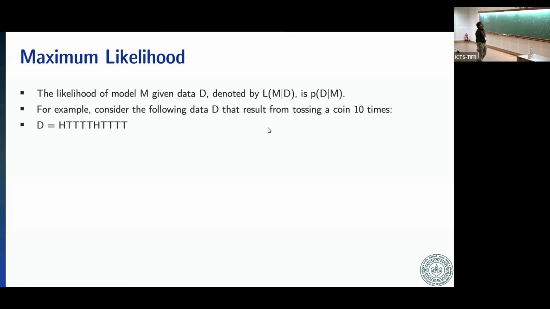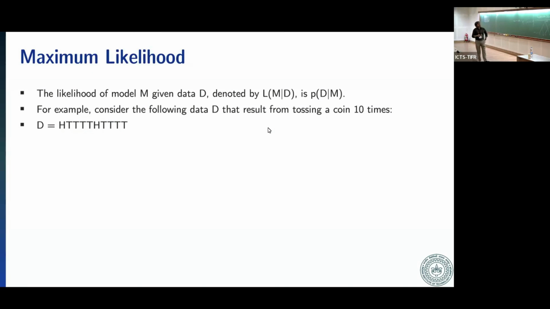So what is likelihood? I'm going to simply define likelihood. Let's say you have a model M and you have data represented as D. The likelihood of the model given the data is nothing but the probability of the data under the model. Okay, so this is the simplest definition of the likelihood function. You have a model, you have data. The likelihood of the model is nothing but the probability of the data given the model.